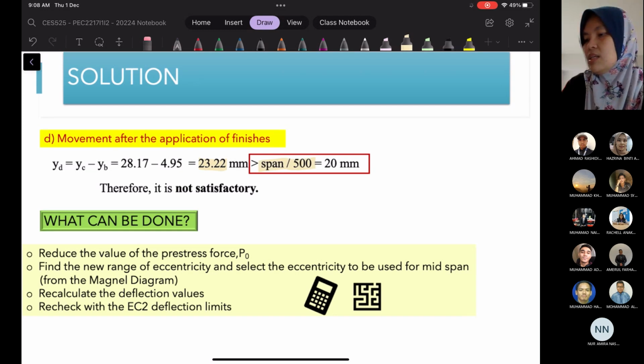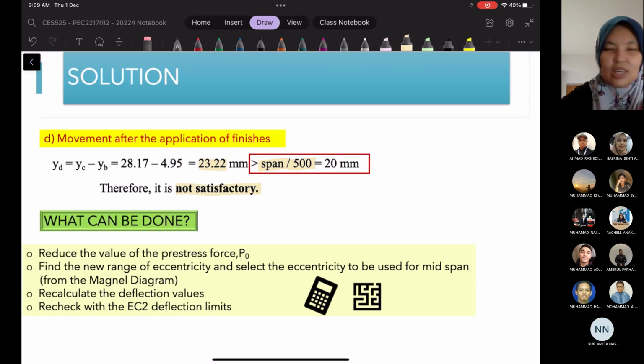Right, so kita tengok kat sini kita punya span is 10 meters, right? So span over 500 is 20 mm, right? So kalau tengok dekat sini bila kita calculate kita dapat 23.22, which is larger than 20, right? So therefore what we can see here is that kita punya deflection ni is not satisfactory, right?